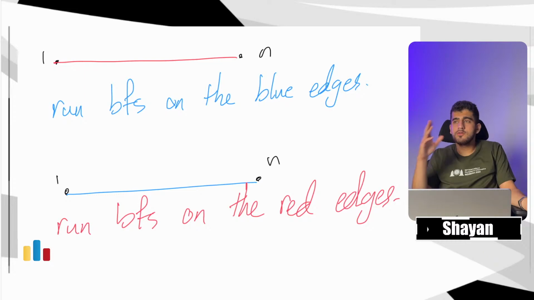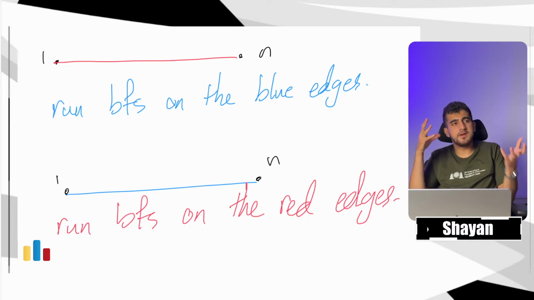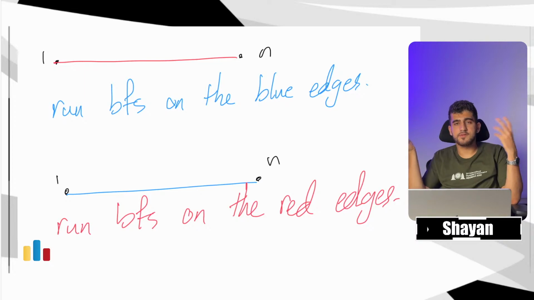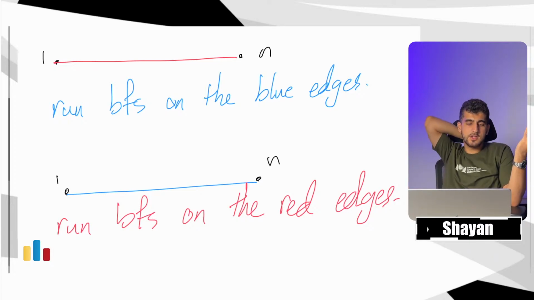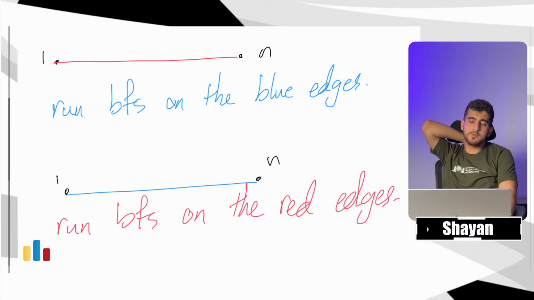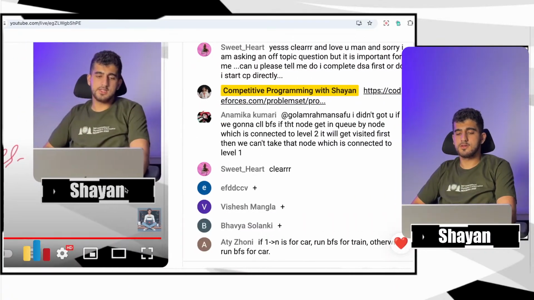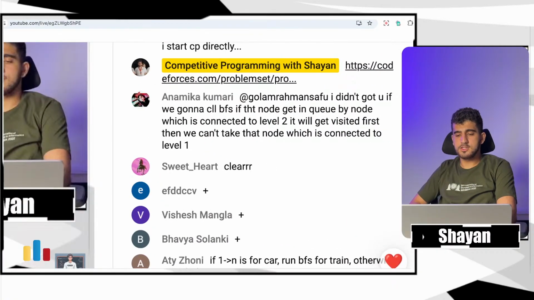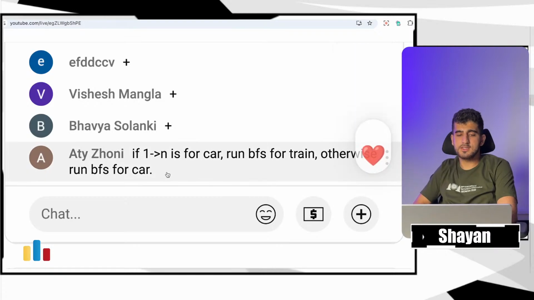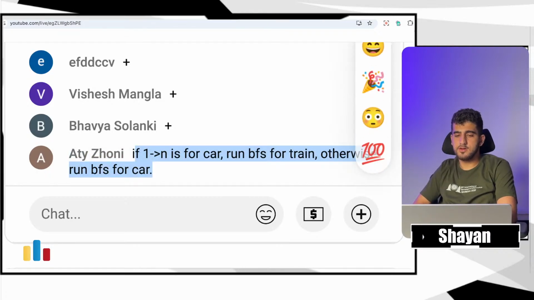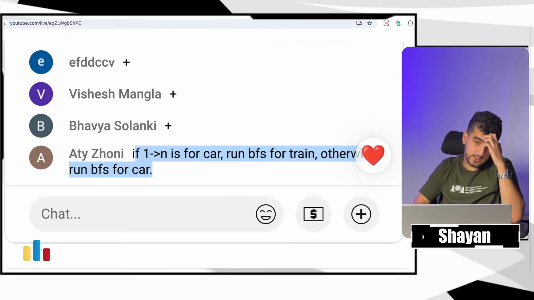So we just need to know that for one of the graphs, either the red edges or the blue edges, I have a direct path to n, and for the other one I run BFS, and this way I can find the answer for this problem. Is it clear? So that's exactly the solution that Ati has discussed here.